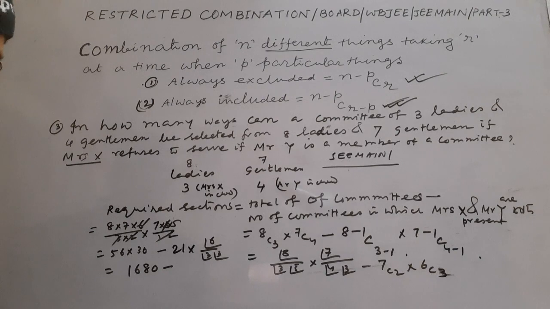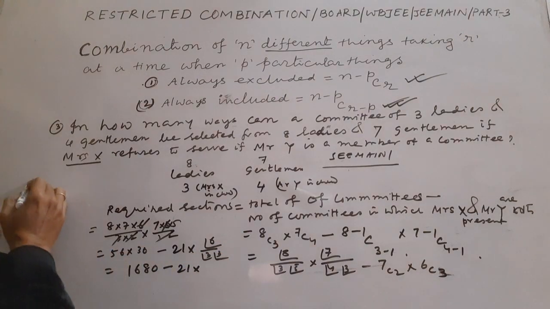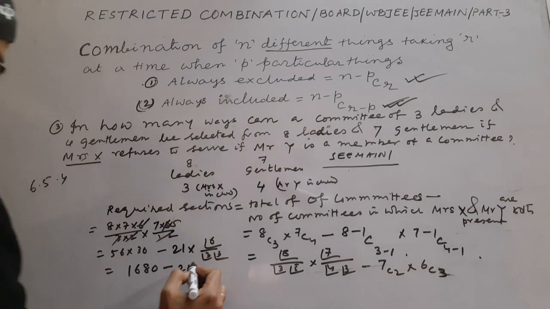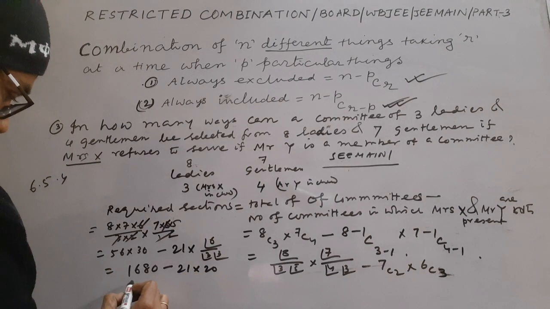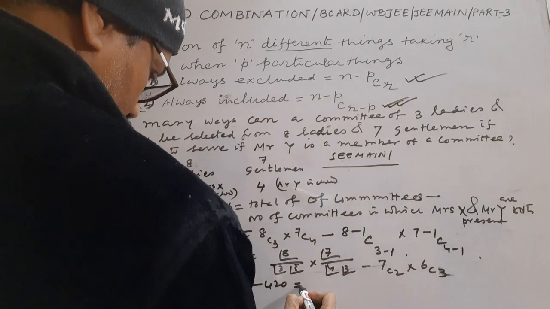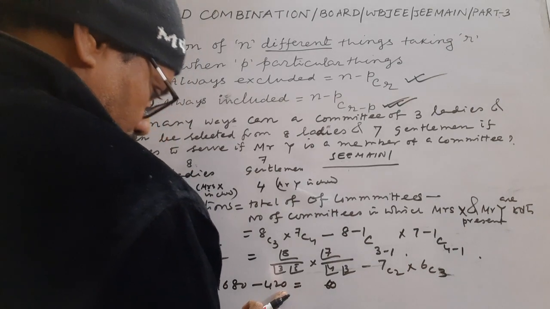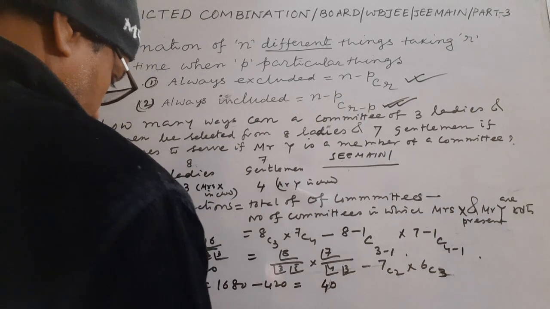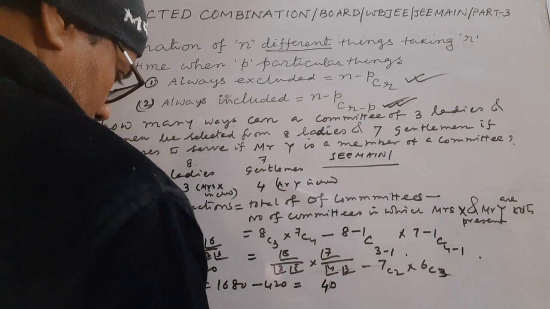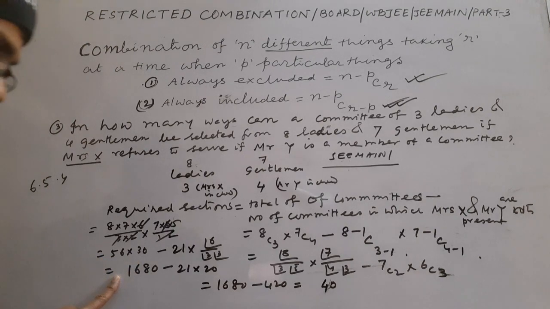1680 minus 21 into 20. So 1680 minus 420.